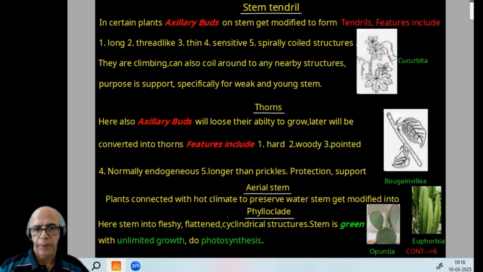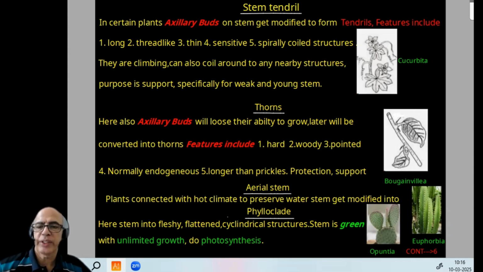And they help in climbing. They can also coil around any nearby structure. The purpose is support, specifically for weak and young stems. Tendrils you can find in Cucurbita. And next is thorns. Here also axillary buds lose their ability to grow and later are converted into thorns.